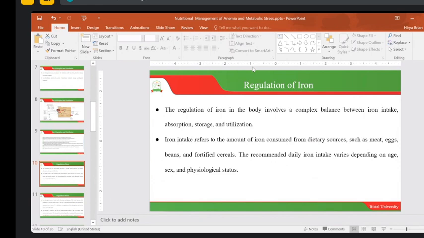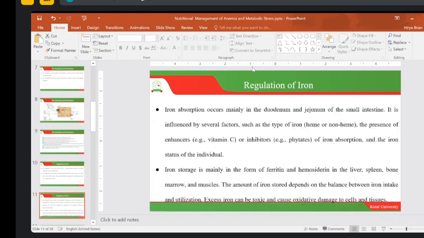So the recommended daily dietary iron intake varies depending on age, sex, and physiological status. We really know that the different age categories require different amounts of daily iron intake. And for the regulation of iron, we are looking at its absorption, which we've said occurs in the duodenum and in the jejunum of the small intestine, and it is influenced by several factors such as heme or non-heme iron, the presence of enhancers like vitamin C, and inhibitors such as phytates, etc., for the iron absorption, and also the iron status of the individual.